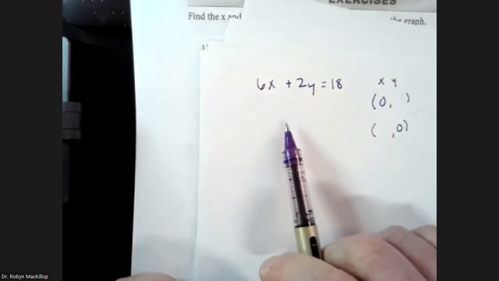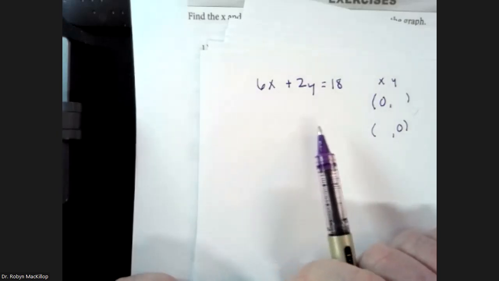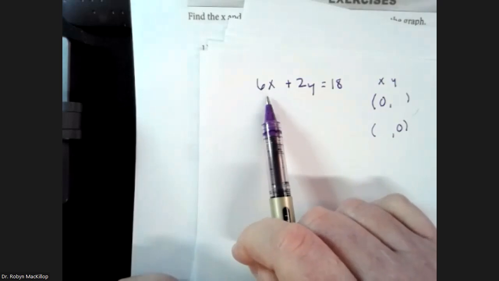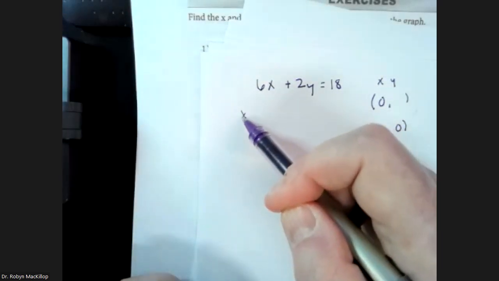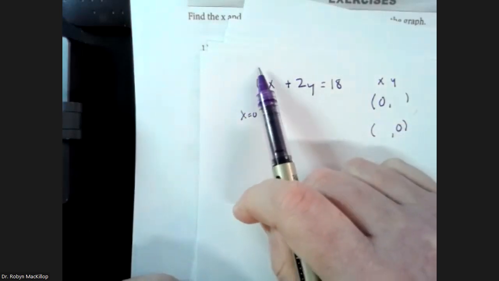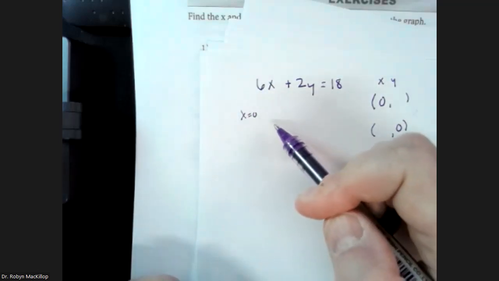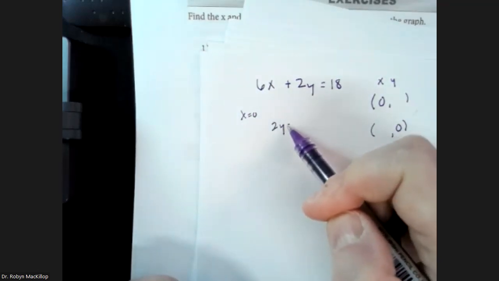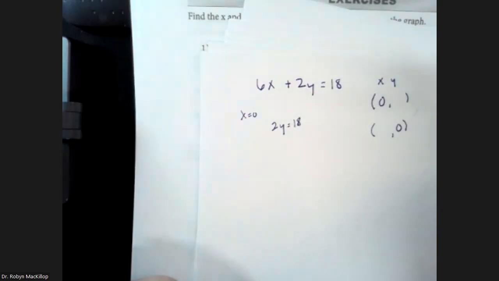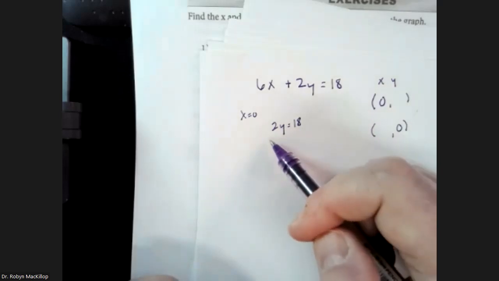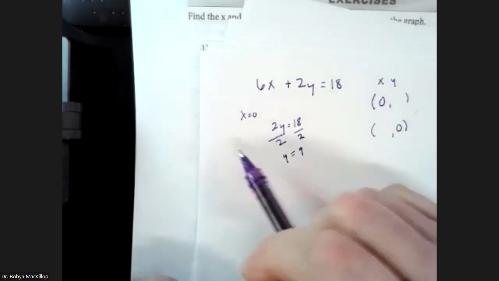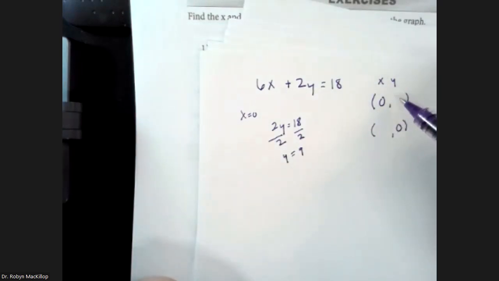So we're going to deal with this equation twice. The first time, we're going to make X 0. So if X equals 0, then this is gone, isn't it? 6 times 0 is nothing. So our equation is now 2y equals 18. And then we're back to kind of a familiar equation. We're going to divide out that 2 on both sides. Y equals 9. That means when X is 0, Y is 9.